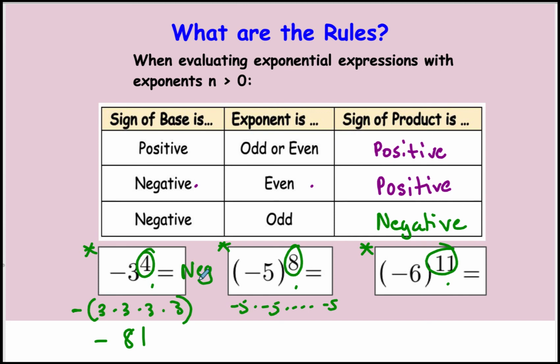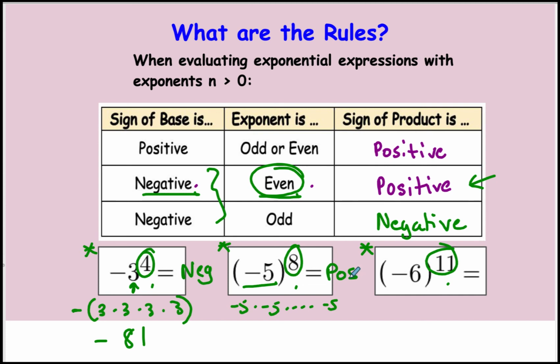So for this one, if I multiply -5 8 times, my base definitely is negative because it's in parentheses. Over here, my negative was not in the parentheses, so my base was positive. So I need to take care of the negative after. Because the base is negative in the second problem, I look at my exponent, and it's even. So negative base, even exponent, it's going to be a positive product.